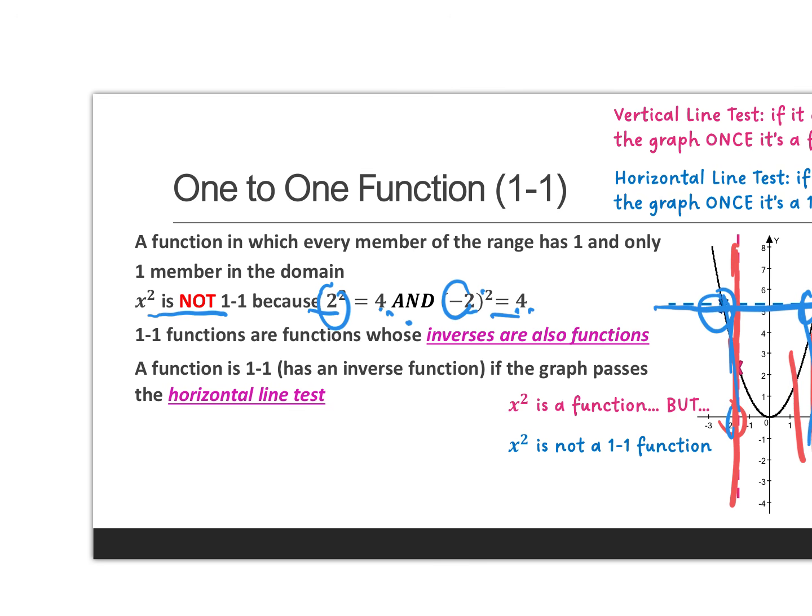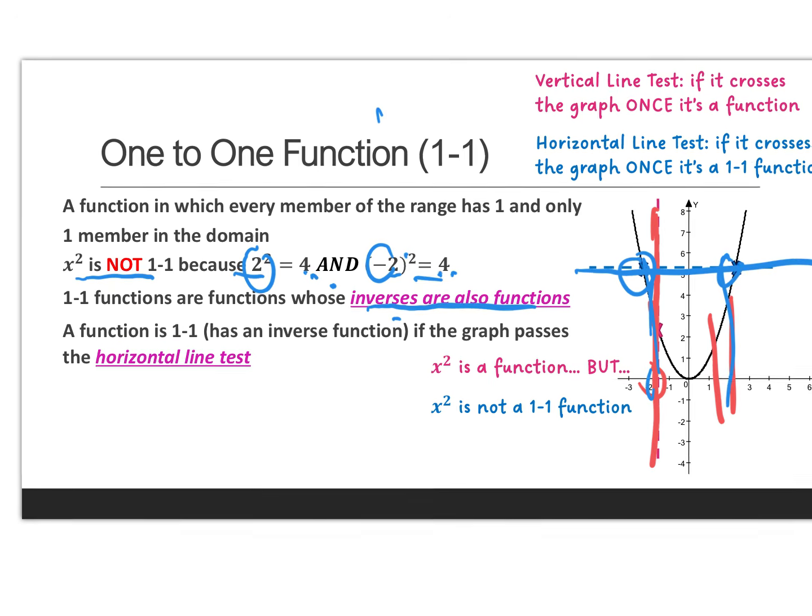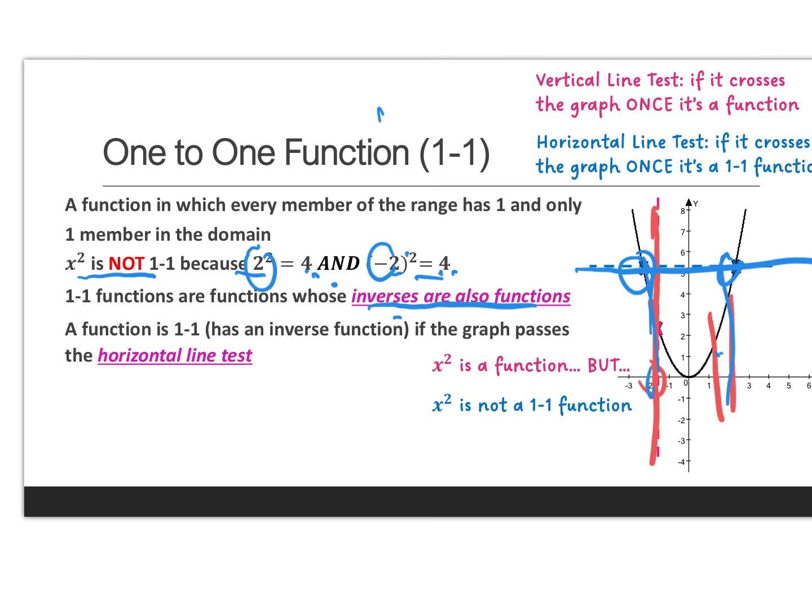One-to-one functions are functions whose inverses are also functions. That's what one-to-one means. So I guess we're getting a hint right now that the inverse of the parabola is not a function, and that's because it failed the horizontal line test. We're going to talk in a minute about how we check algebraically what the inverse is supposed to look like.